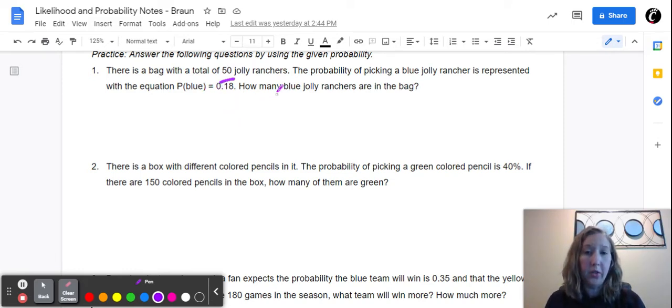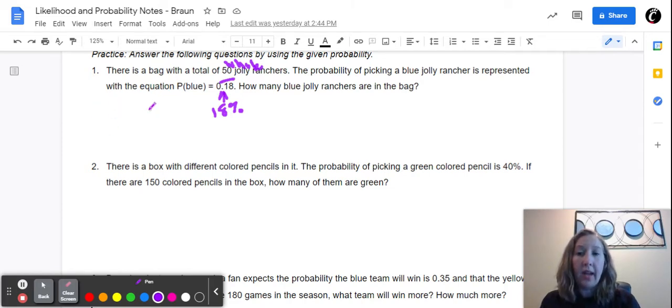How many blue Jolly Ranchers are in the bag? Well, we are given a decimal here, and we want to write this as a percent. So 0.18, we move our decimal point 2 places to the right, and this is 18%. Knowing that we have our percent here, I'm going to set up my proportion. Up here it says there's a bag with a total of 50. It's telling us total, so our 50 is our whole. So I'm going to set up my proportion. I have 18 over 100 because 18 is my percent.